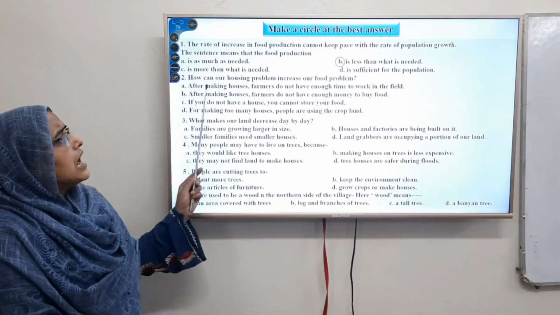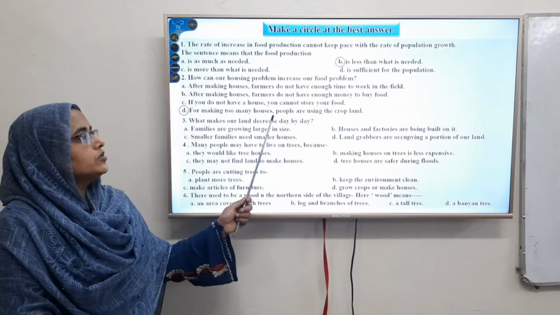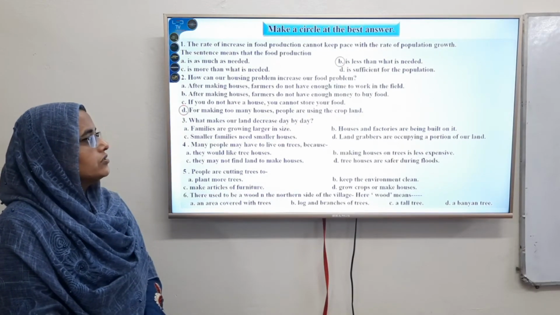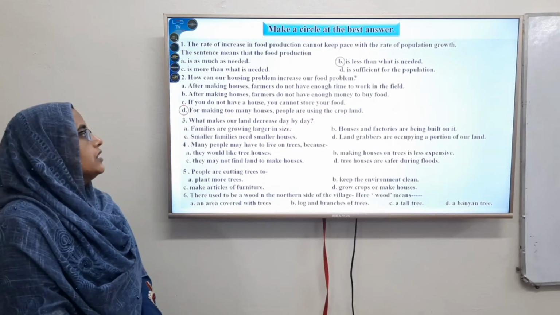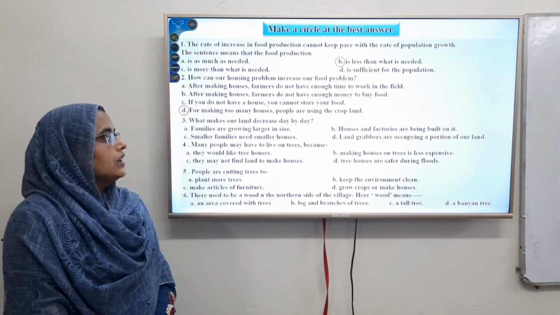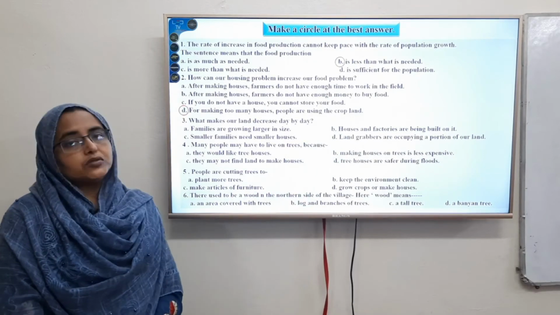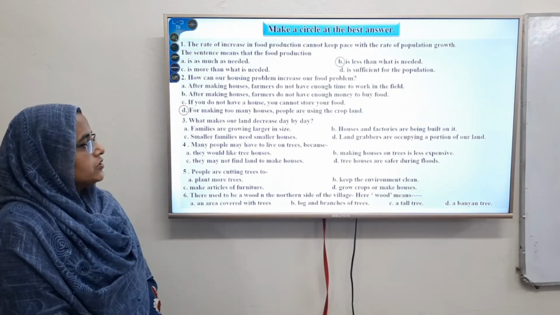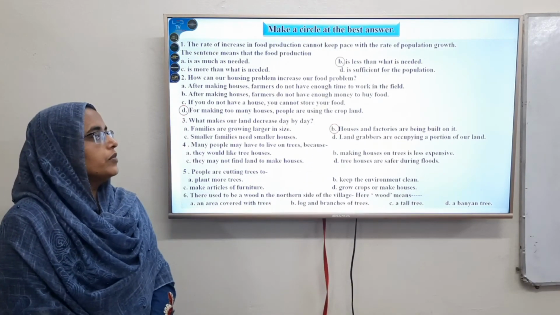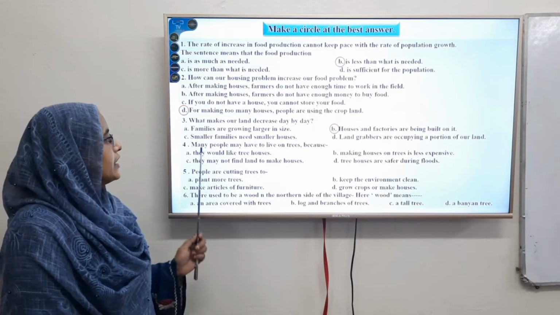The next question, how can our housing problem increase our food problem? For making too many houses, people are using cropland. That is right. So, question number 3, what makes our land decrease day by day? Here are 4 options. So, which one option is correct for this question? Houses and factories are being built on it. Only that is the reason that our land is decreasing day by day.